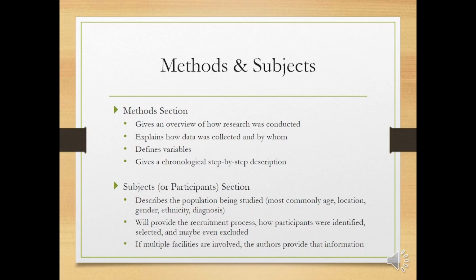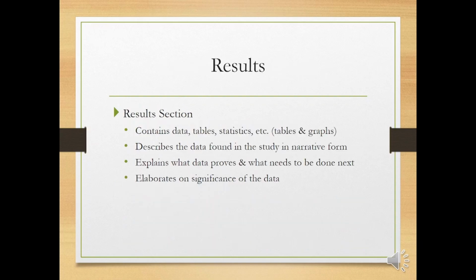You will discuss the process for recruiting subjects, how they were identified, selected, and maybe even excluded. If multiple facilities are involved, the authors will discuss their role in the subject recruitment process as well, and maybe even how facilities were identified and selected. So the authors have written what they're doing, who they are looking at, why they are doing it, and how and where they are doing the research. The research has been concluded, and now they're going to shift to the results and the findings.